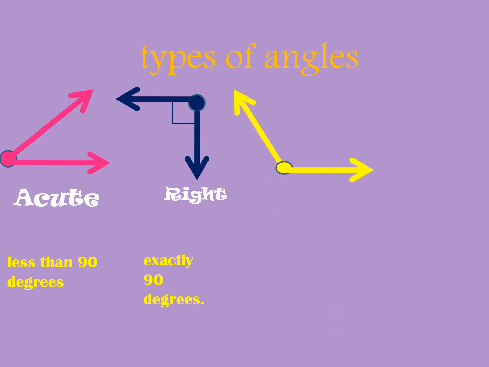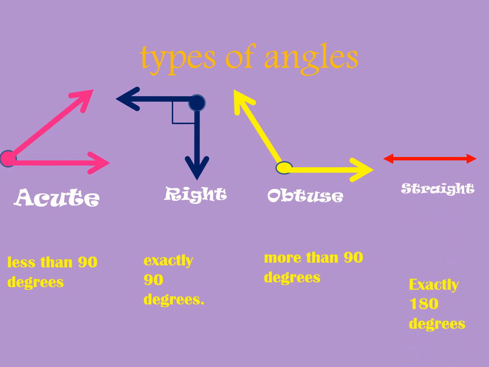What about the obtuse angle, guys? Of course, you know that the obtuse angle is open more than the right angle. If the right angle is 90 degrees, then the measure of the obtuse angle will be more than 90 degrees. What about the fourth angle, the straight angle? What is the measure of the straight angle, like what you took in the previous lesson? It's exactly 180 degrees.